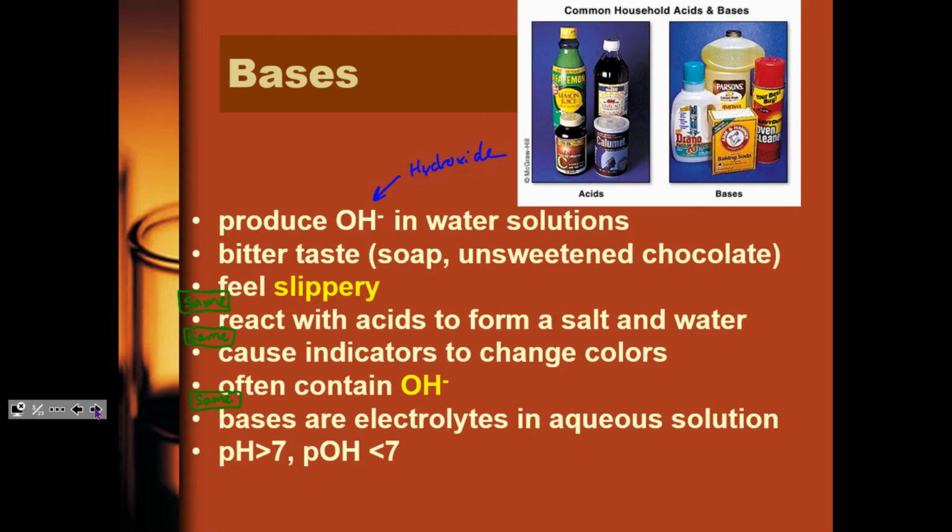The pH values are going to be the opposite from acids. So pH value greater than 7 and a pOH value less than 7. The hydronium, or what we're also going to refer to as the H plus concentration, is less than 1 times 10 to the negative 7th, or the hydroxide concentration is greater than 1 times 10 to the negative 7.